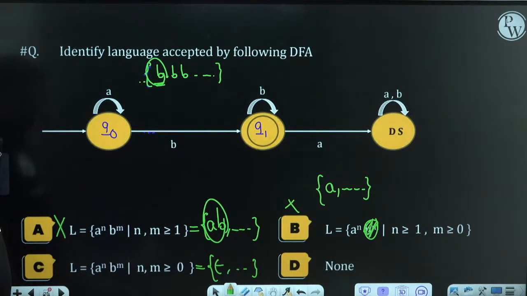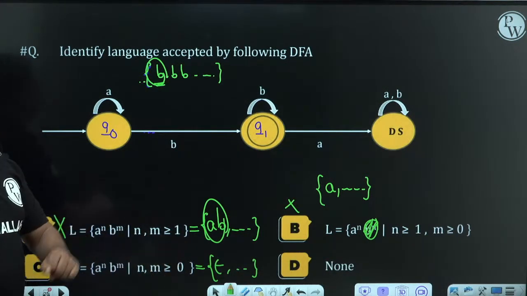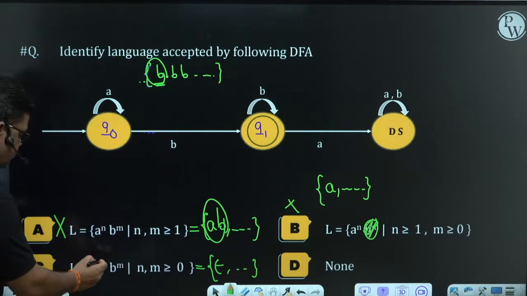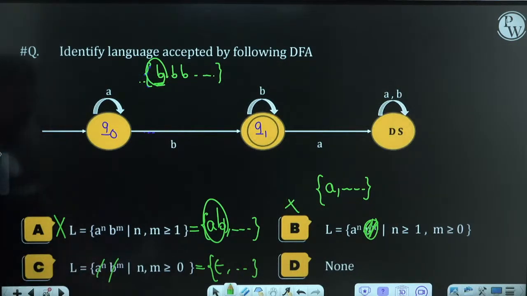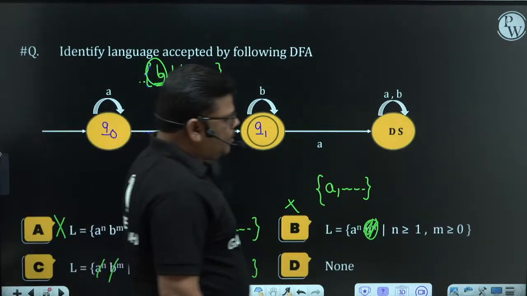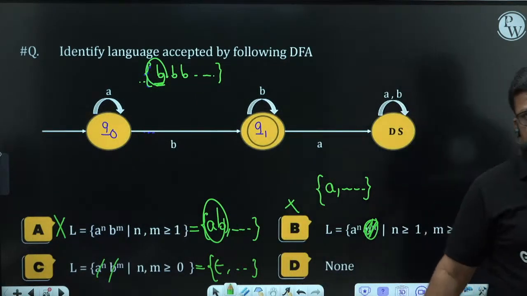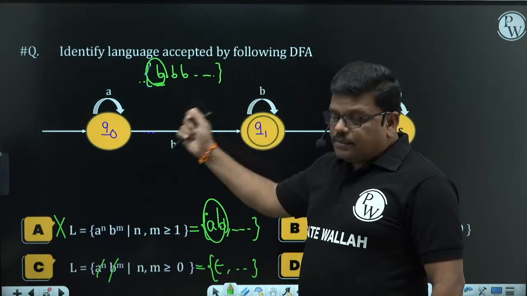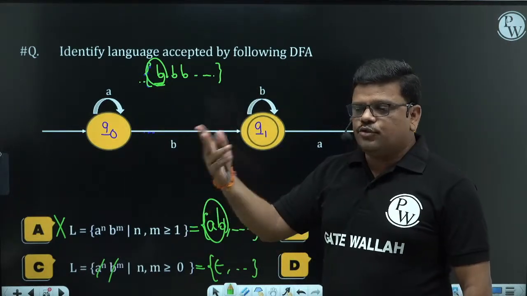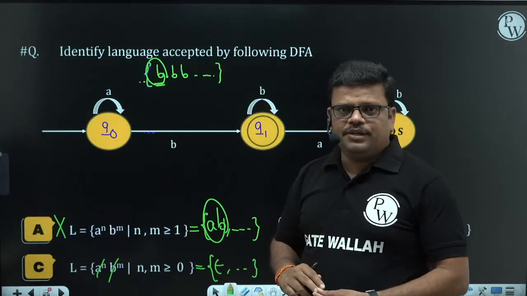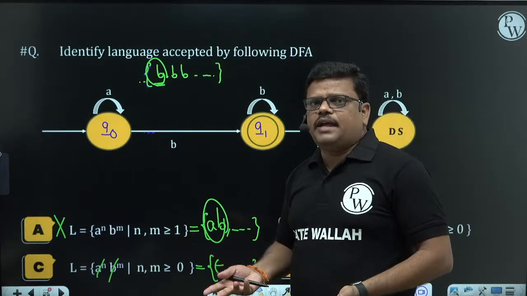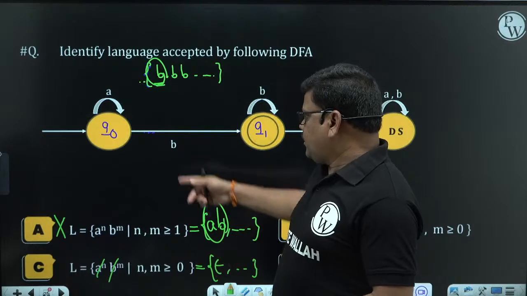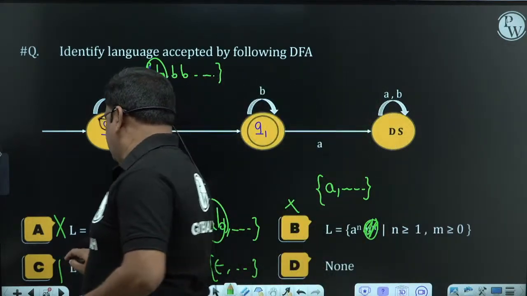Come to the option C. What is the minimum string possible from option C? N value starts from 0, M value starts from 0. If both are 0, this is 0 times, this is 0 times. What is the minimum string here? Epsilon. But the language accepted by this automata is B. To accept epsilon, initial state and final state should be the same. Whenever initial and final states are the same, then only epsilon is accepted. But here epsilon cannot be accepted by this. C is also not our answer.